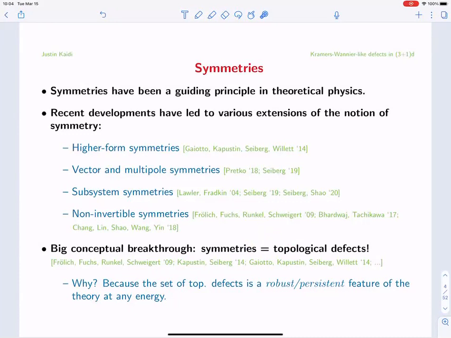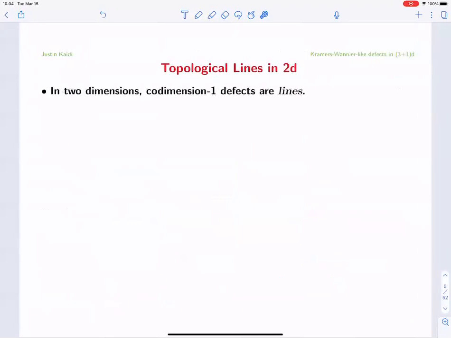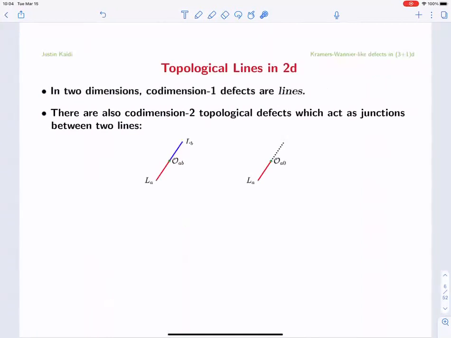Okay, so let's give a little bit more detail on this correspondence here. And to give more detail, it's actually best to start in 2 dimensions where the rules of the game are very clear. So let's start by reviewing some of the salient features of 2 dimensions. In general, you can have topological defects of various codimension. And in 2D, there's just codimension 1 and codimension 2, which makes things simple. So the codimension 1 defects are, of course, lines.